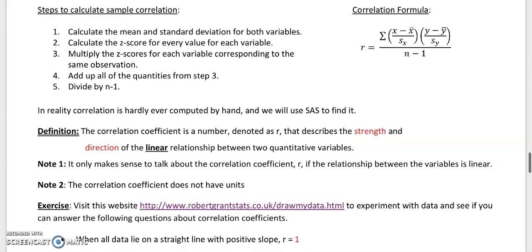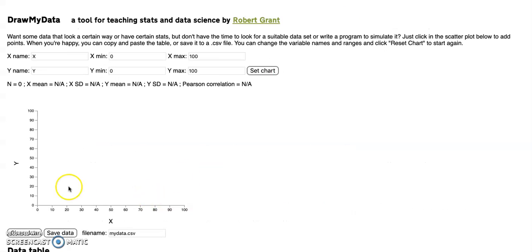So the first one asks, when all data lie on a straight line with a positive slope, what is the correlation? And so I could try to do that. I'm probably not going to be able to get my line perfectly straight, but that's got a positive slope. It's as close to straight as I can make it. And you can see that my correlation is really, really close to 1. So it seems like maybe if those points really were perfectly on a straight line with a positive slope, I might get a correlation of 1. And that is in fact true.